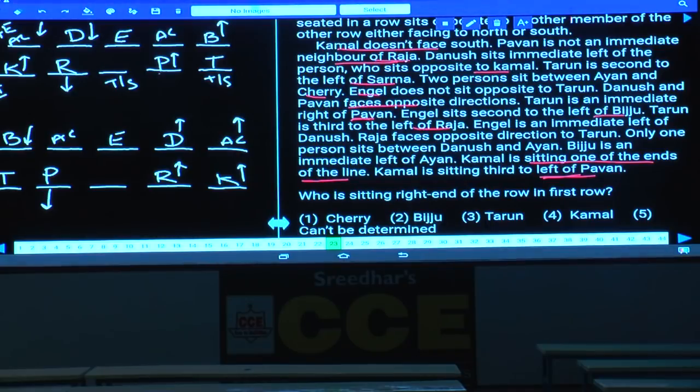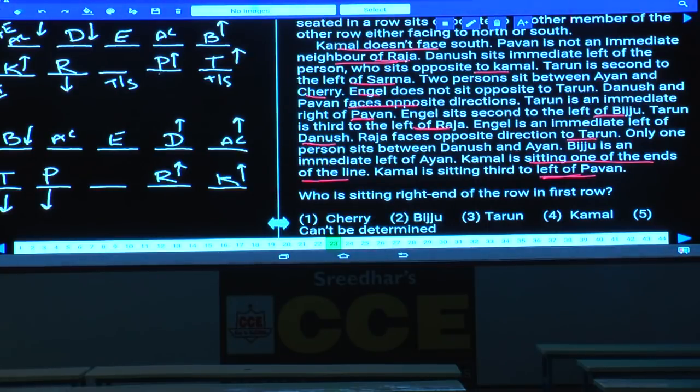And E is an immediate left of Dhanush. As E is an immediate left of Dhanush, now in both the cases it is valid. Raja faces opposite direction to Tarun. Raja and Tarun are opposite to each other. Now in the first case, Raja is facing south and Tarun is facing north, and in the second case, Raja is facing north, Tarun is facing south. And Raja faces opposite direction to Tarun.